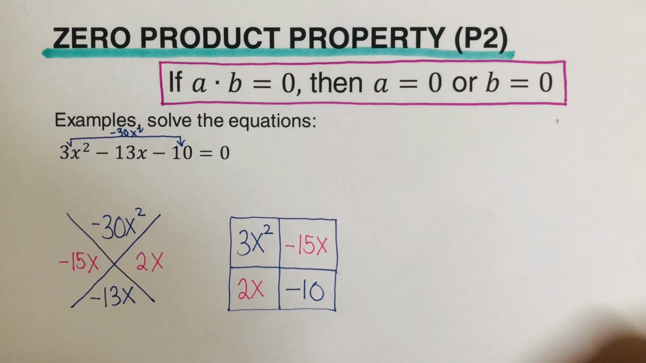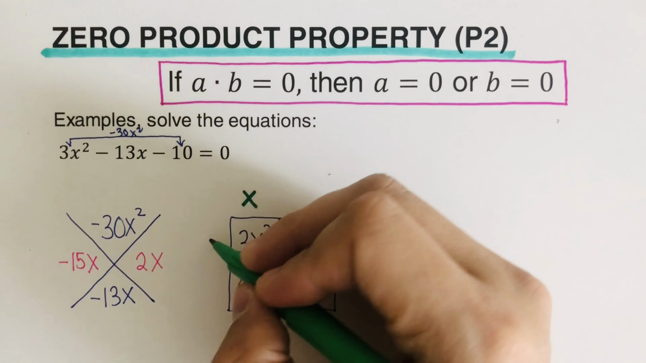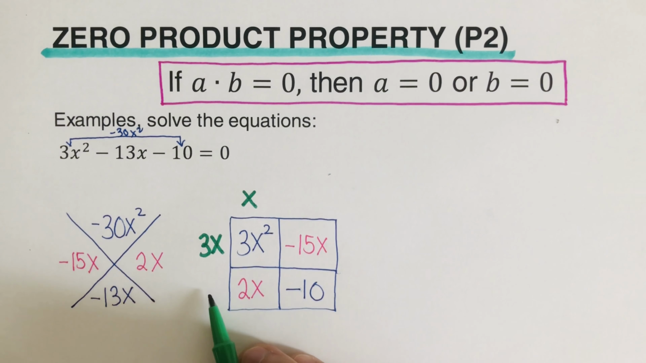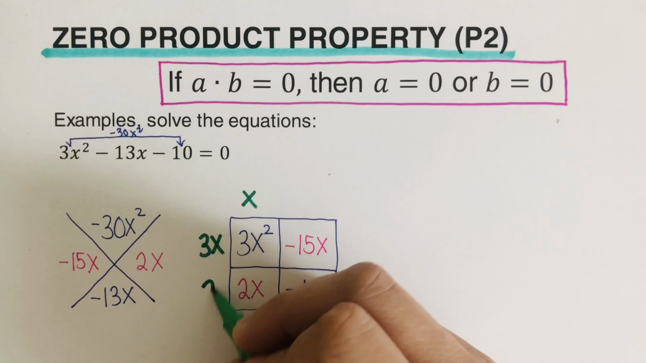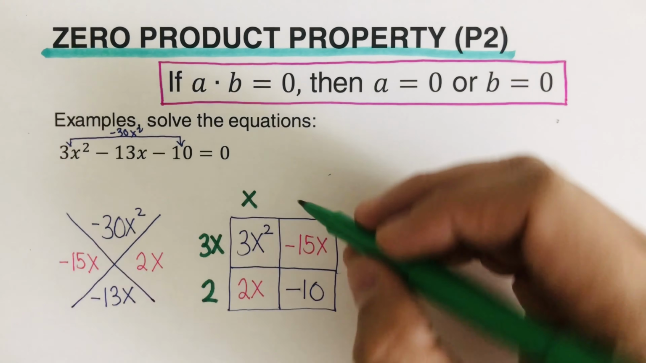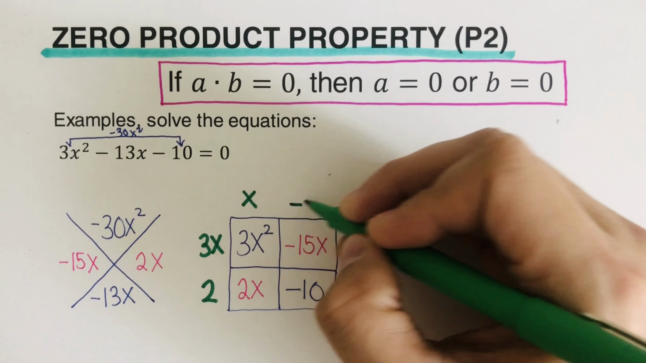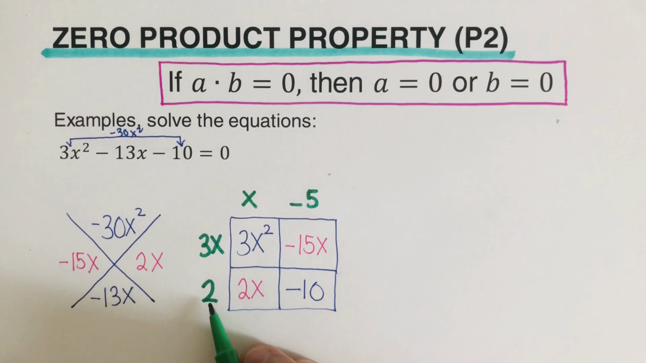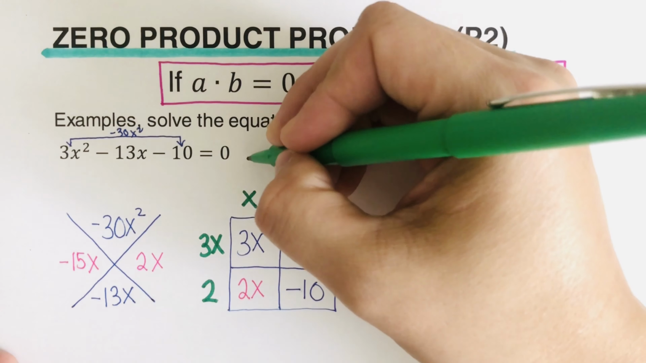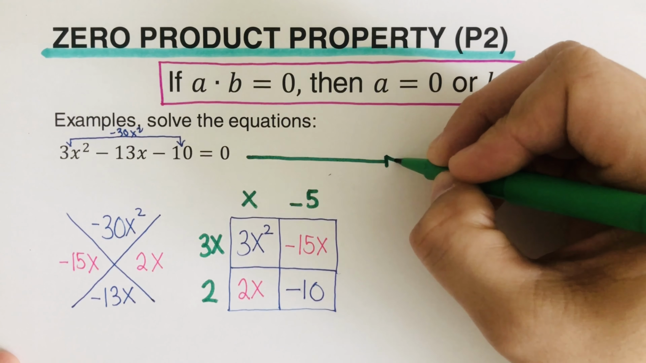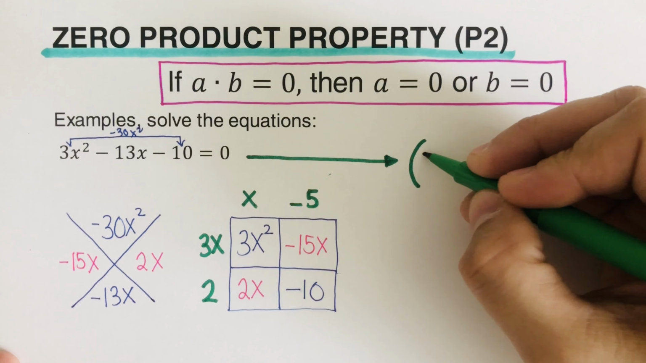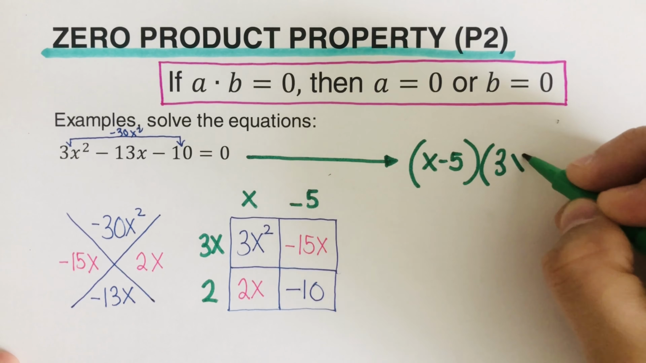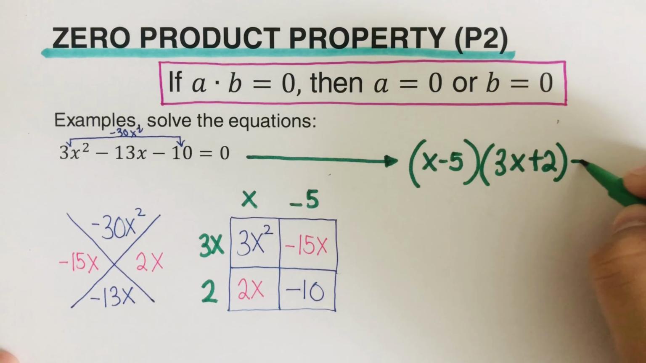So this would be x right here, and I can write the 3x, so that x times 3x is 3x squared. Then this one has to be 2 here, so that 2 times x is 2x, and this one right here is a negative 5. So negative 5 times 3x is negative 15x. Negative 5 times 2 is negative 10. So from here, we can change this to its factored form, and this would come out x minus 5, parentheses 3x plus 2. And that is equal to 0.